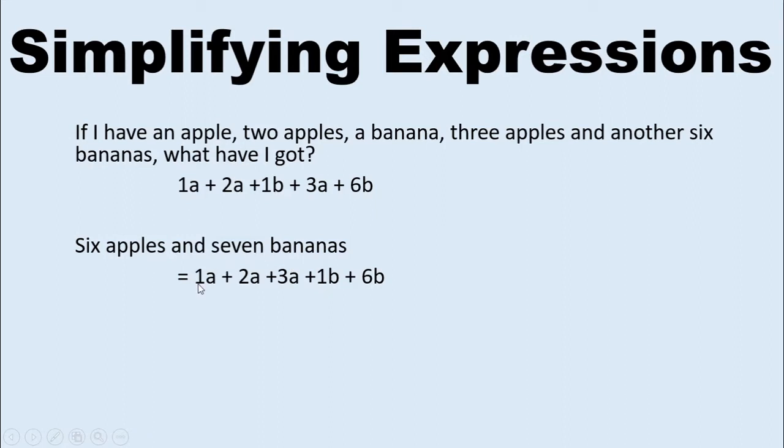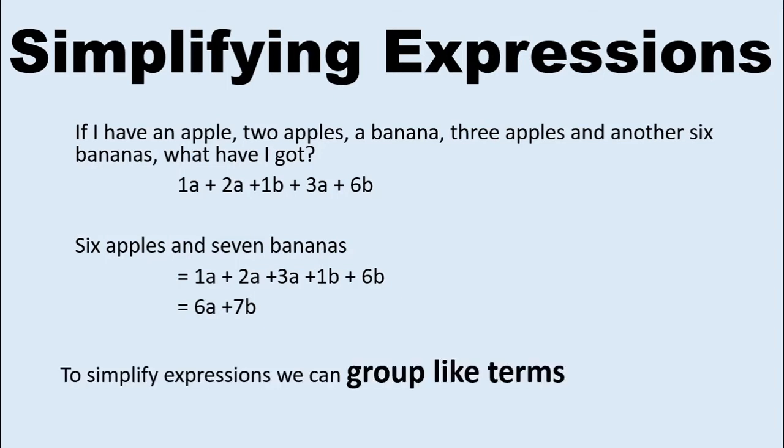And simplifying this, I can group those A's together to find out how many A's I have in total by adding the numbers in front of my variables. So adding, we call these the coefficients. 1 plus 2 plus 3 is 6A. And 1 plus 6 is 7B. 6 apples, 7 bananas. Simple as that. We just simplified this expression by grouping like terms. You're going to want to write that down.